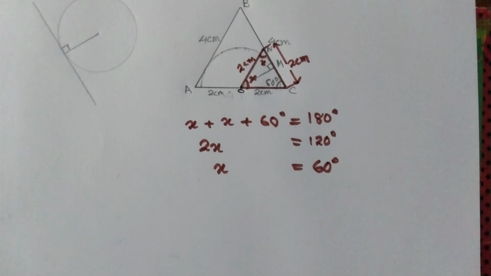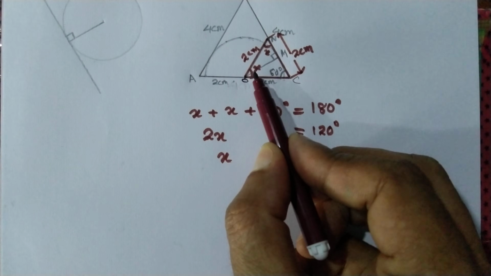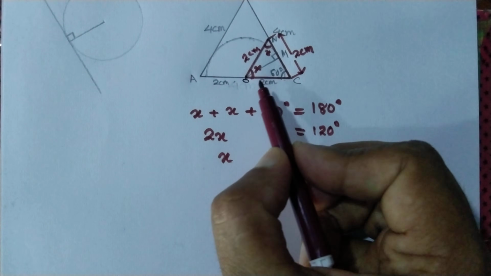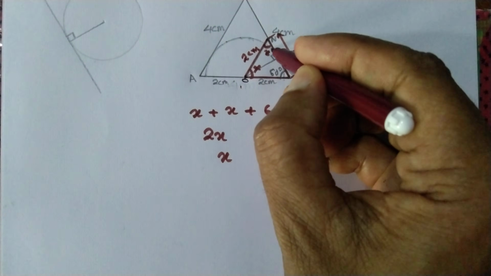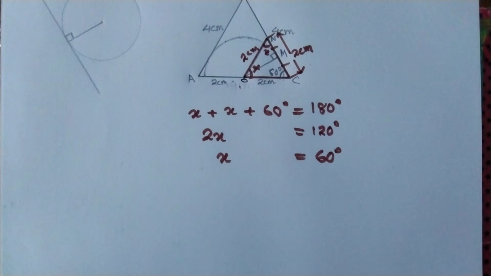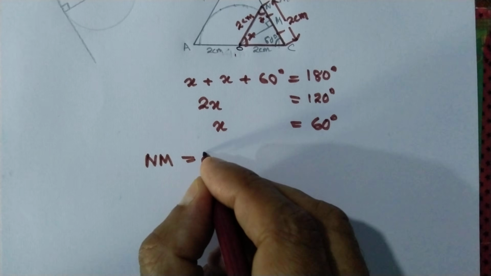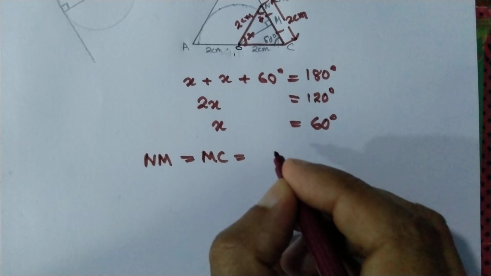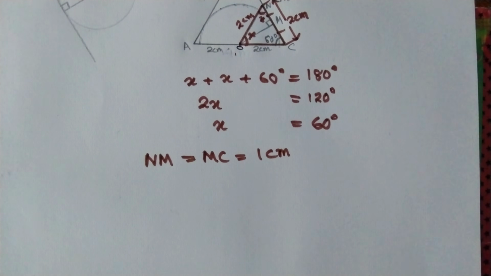Okay, somehow we want to find OM, or the radius of the circle. Now you see that we can apply Pythagoras theorem, and not only that, if we look at triangle OMN and OMC, those two are congruent, and so NM equal to MC, and so NM equal to MC equal to 1 centimeter. Half of 2 is 1.